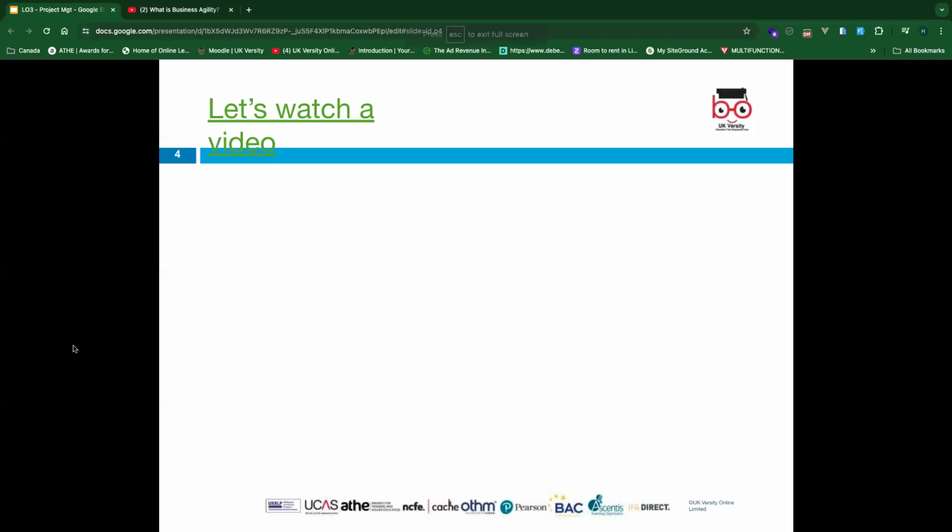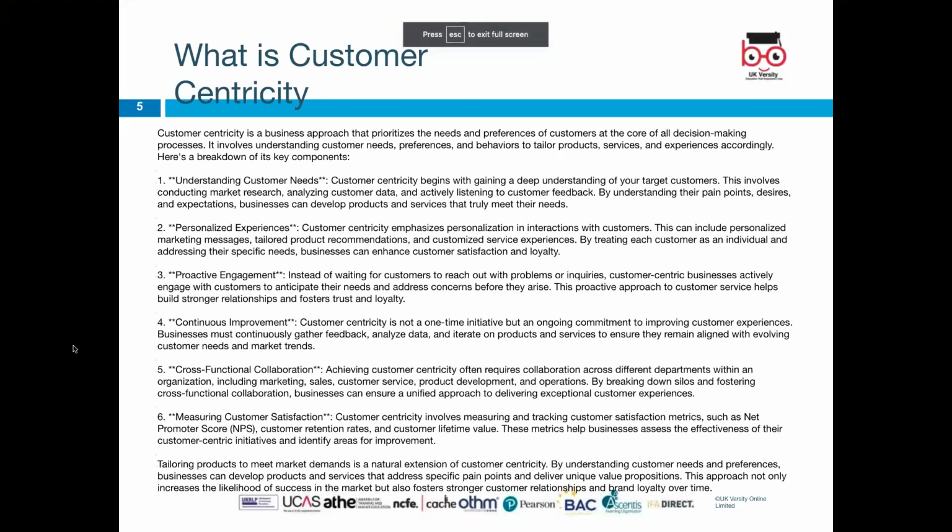To continue, what is customer centricity? Customer centricity is a business approach that prioritizes the needs and preferences of customers at the core of all decision-making processes. It involves understanding customer needs, preferences, and behaviors to tailor products, services, and experiences accordingly. Here's a breakdown of its key components.